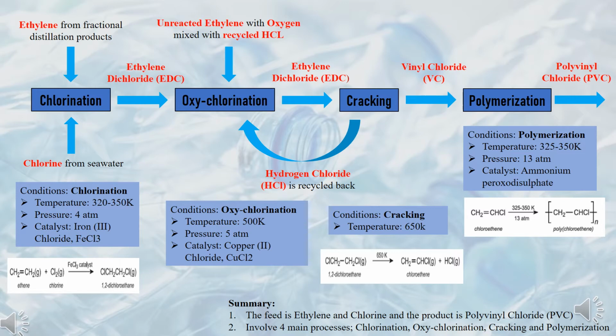unit. Back to cracking, the chemical reaction to convert EDC to vinyl chloride, VC, normally takes place in the furnace at a higher temperature. The VC is then polymerized to form polyvinyl chloride, PVC, where more and more VC molecules are linked together to form a long carbon chain. The polymer chain is finally separated and dried until it forms a fine powder or pellets for further processing.